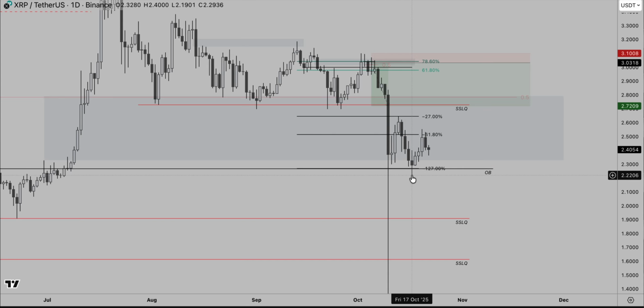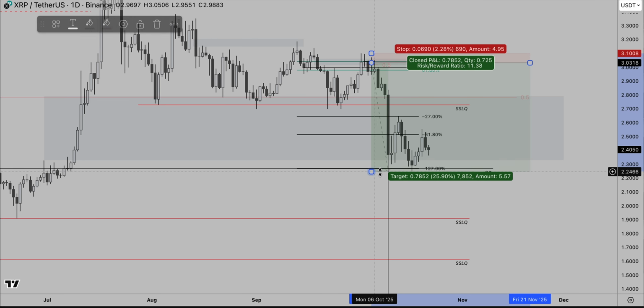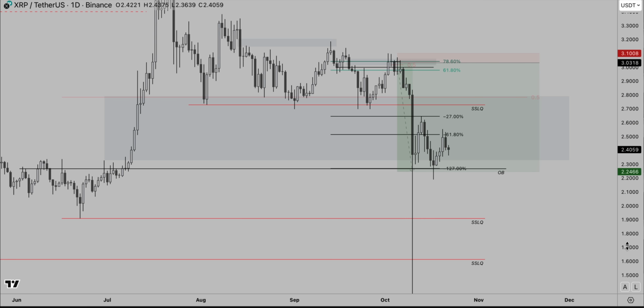We came back down again, and now we've closed above it. This can be a strong area where price rejects off and moves higher up. So this was a great trade, resulted in a 700% profit.